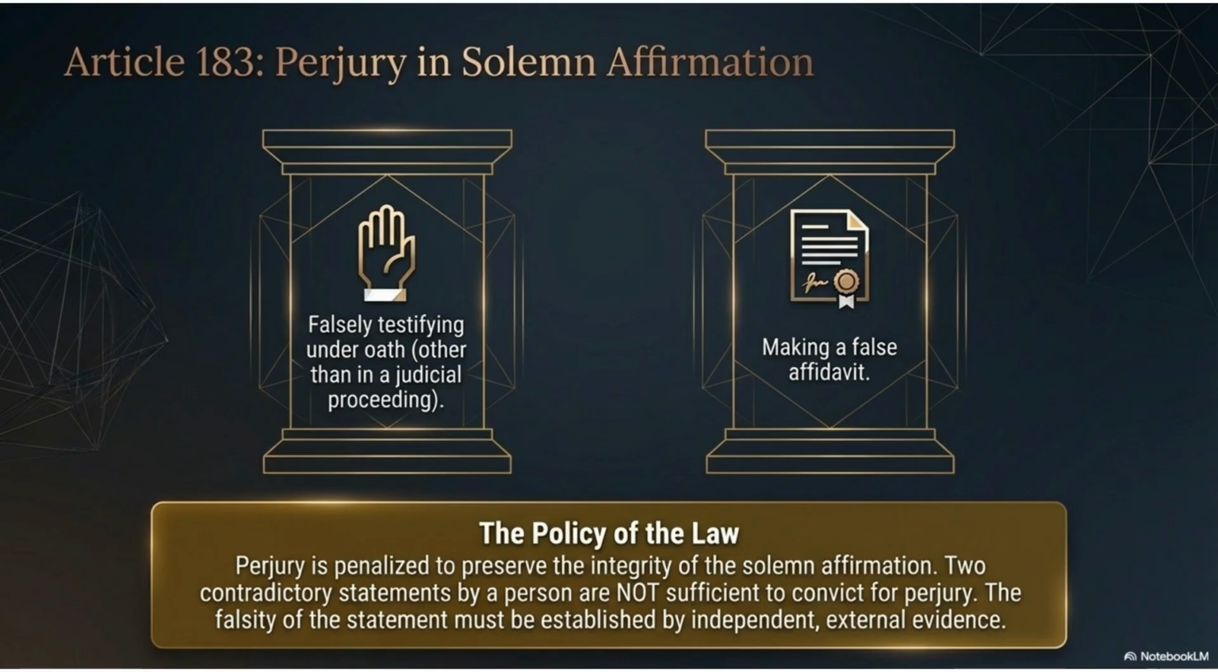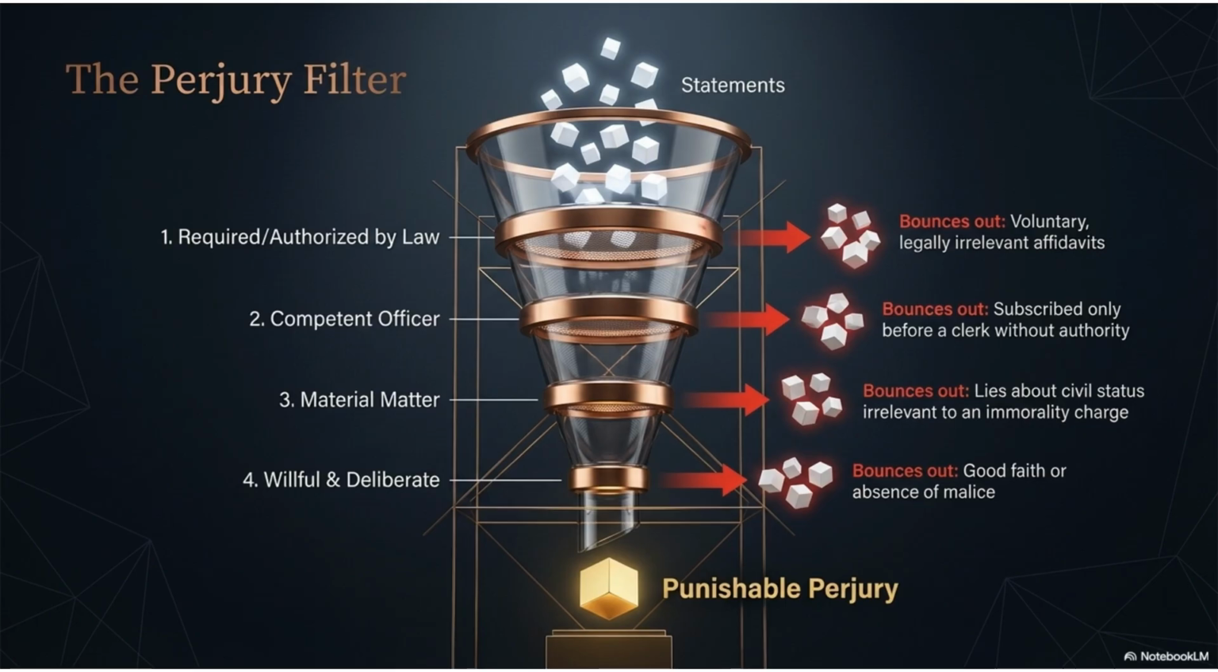Article 183 addresses perjury in solemn affirmation, applying to false sworn statements made outside of judicial proceedings, such as false affidavits. Perjury is penalized to preserve the integrity of the solemn affirmation itself. The perjury filter illustrates the 4 necessary elements of punishable perjury under Article 183. Statements that fail to meet criteria like being material or willful and deliberate will bounce out and are not punishable.